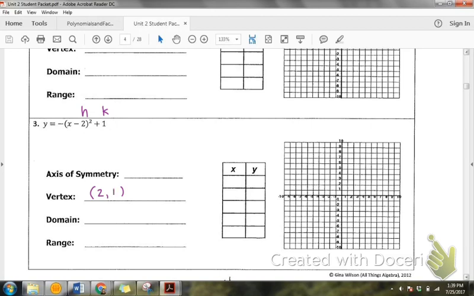Rebecca, what's the axis of symmetry? Perfect, x equals 2. Cade, is this going to open up or down? How do you know? Okay, this a term is negative. The number in front of the parentheses is a -1, so it is going to open down. And if it opens down, it has a maximum or a minimum, Dalton? Good, a maximum. Okay, let's go ahead and graph this.